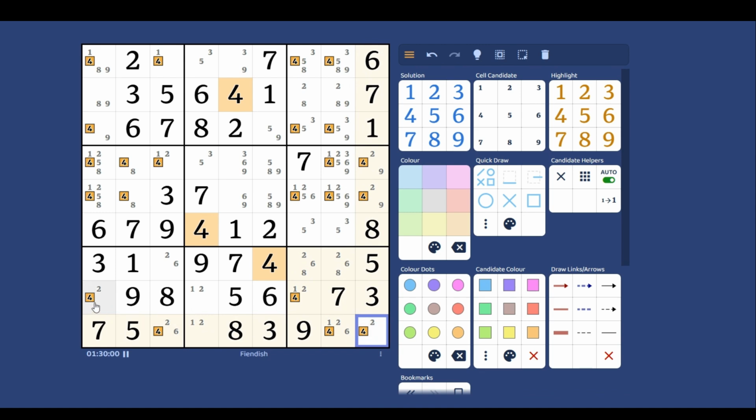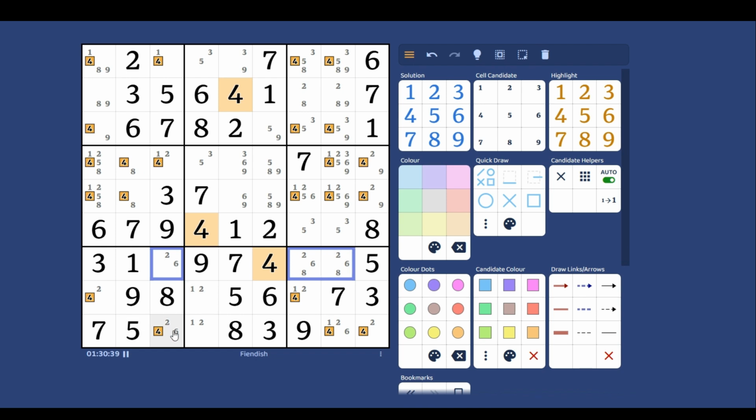Now, when we actually look at the connecting cells between our 2 bi-value cells, we want to look at if they have any shared candidates. And the reason for that is because if one of those candidates was in one of these connecting cells, it would force both of our bi-value cells to be the same thing. So for example, if there was a 4 in this cell, that would force both of these cells to be 2. And if both of these cells were 2, that would eliminate all of the 2s in this row that are connected by that strong link.